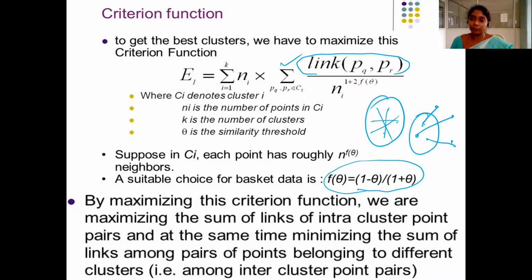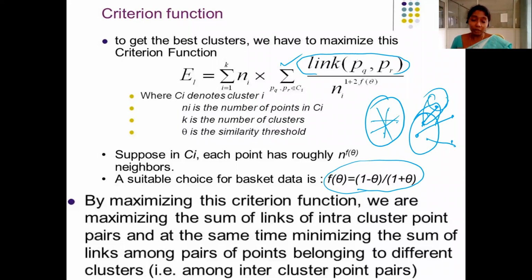So this criterion function maximizes intra-cluster links, that means links within the cluster, and it minimizes inter-cluster links, that means cluster to cluster. Suppose this point belongs to another cluster. There shouldn't be any link between the clusters. If there is a link, that point is also added to this cluster, or this point is added to the other cluster.